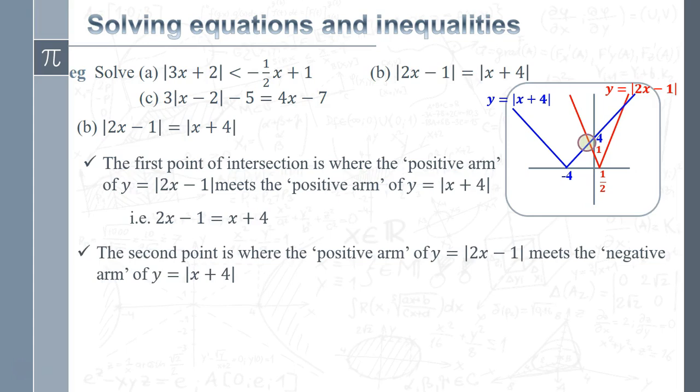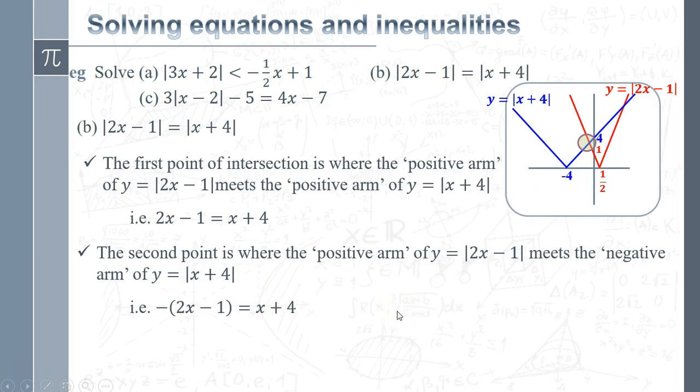The second point of intersection is, this time, the negative arm of y equals 2x minus 1 meeting the positive arm of x plus 4. So for that one, we've got that equation, and that's why we've got to take the negative arm, and that's why it's important we understand what's going on with these points here, where they are relative to each other and what's going on with gradients.